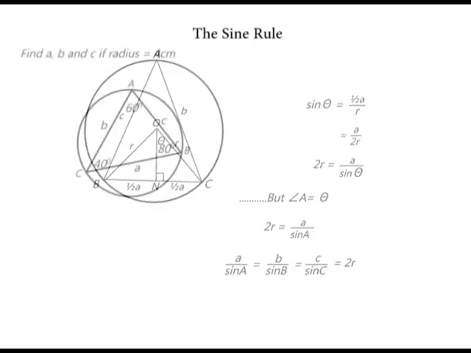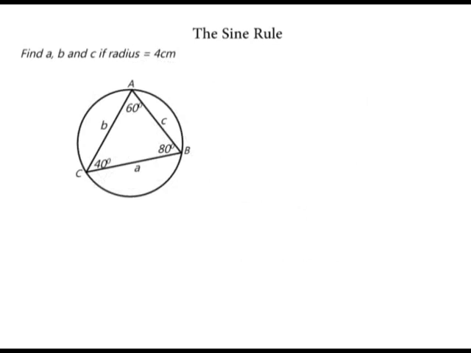Example, in this figure, find the values of A, B, and C if the radius of the circle is 4 centimeters. Using the rule, A over sine A is equal to B over sine B is equal to C over sine C and is equal to 2r. Using the extended sine rule, A over sine A is equal to 2r. So A over sine 60 should be equal to 8. A is equal to 8 times sine 60, and that gives us 6.9 centimeters.